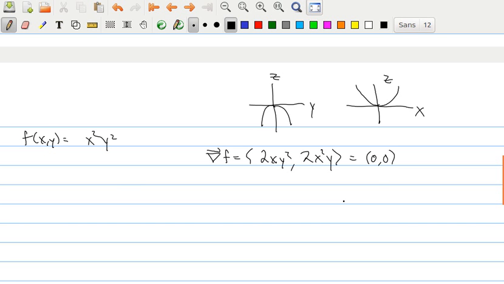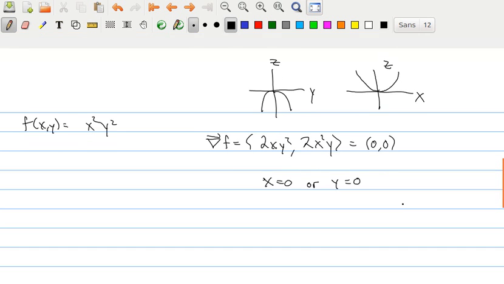So here, in order for both of these components to be 0, either x is 0 or y is 0. In order for the first component to be 0, one of the two coordinates has to be 0. In order for the y component to be 0, either the x or the y has to be 0. So we're in this funny case where x is 0 or y is 0. In other words, we've got an infinite number of critical points here.